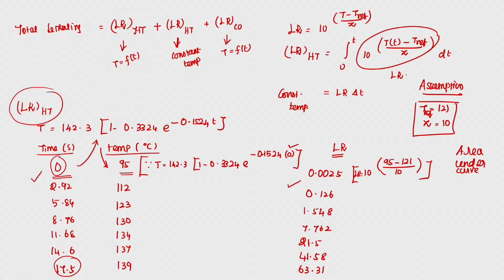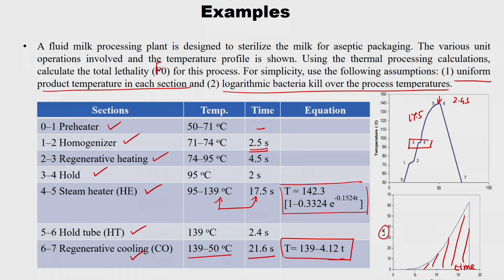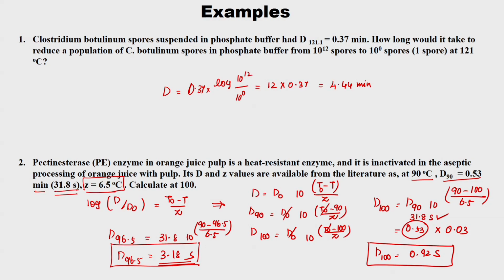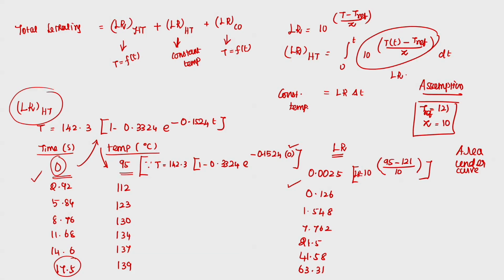For example, here from 0 to 5 seconds what is the y, and from 5 to 10 seconds what is the y. If I want to calculate numerically, I need to take the average between these two and take dx as 2.92 minus 0. In the first column I would just put 0 only. The second column I calculate as 0.0025 plus 0.126 upon 2.